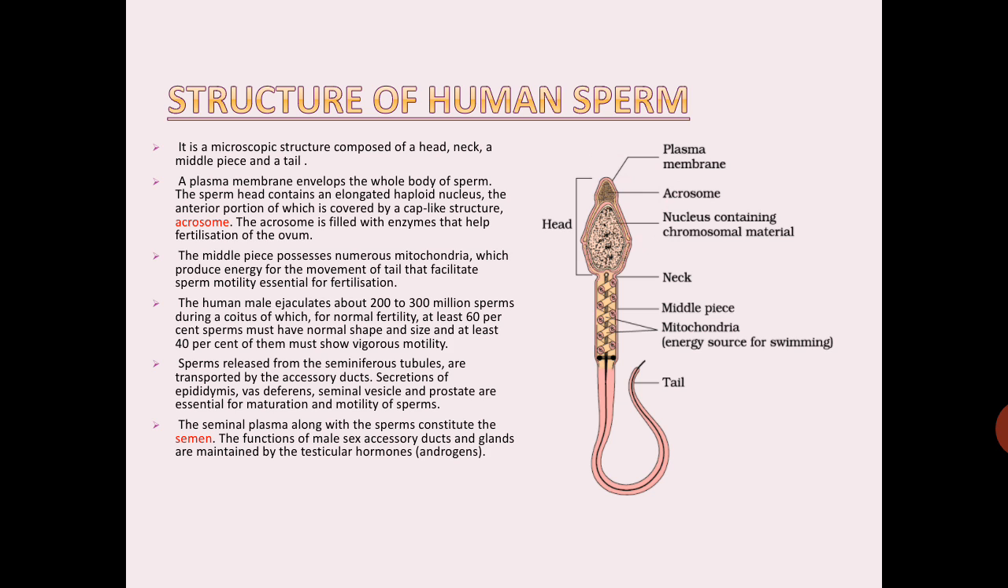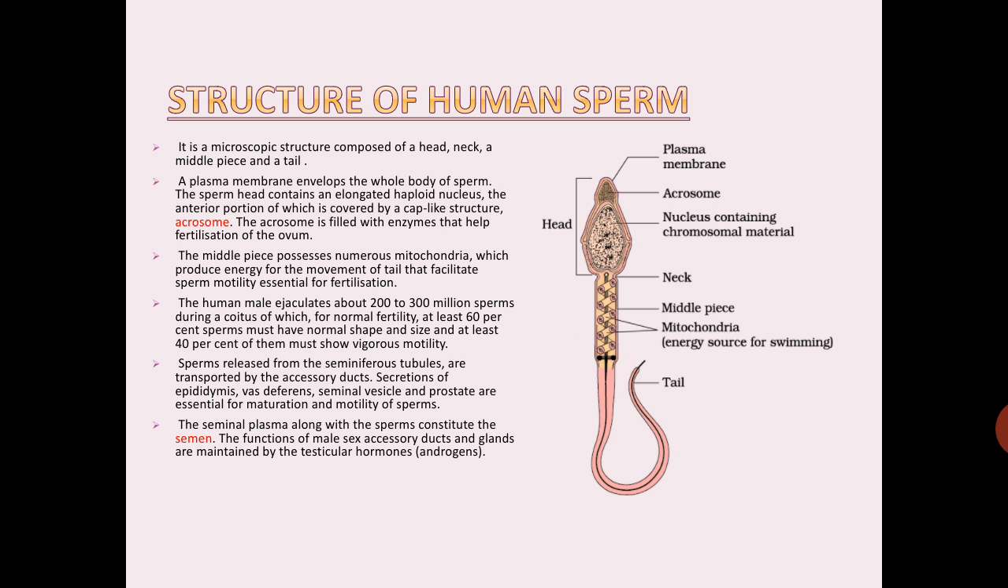The middle piece possesses numerous mitochondria, which produce energy for the movement of the tail that facilitates sperm motility, essential for fertilization. So for fertilization the motility of the sperm is required, and this is achieved by the mitochondria present in the middle piece.